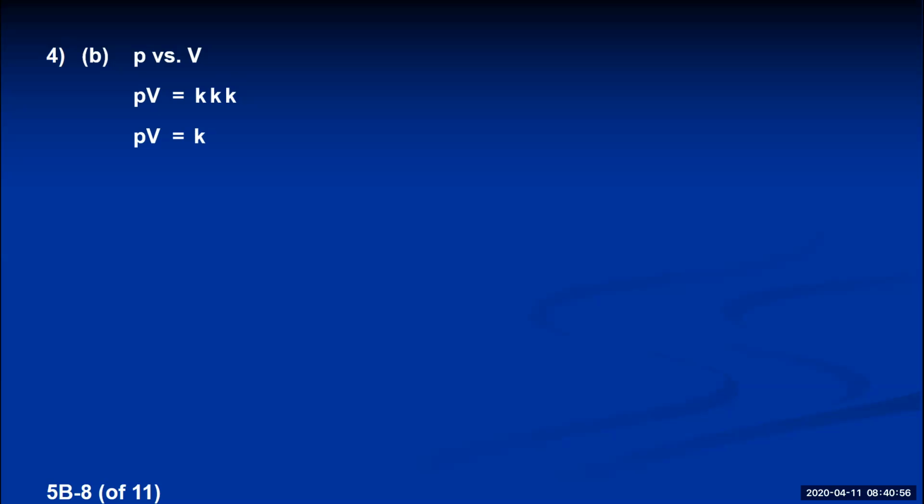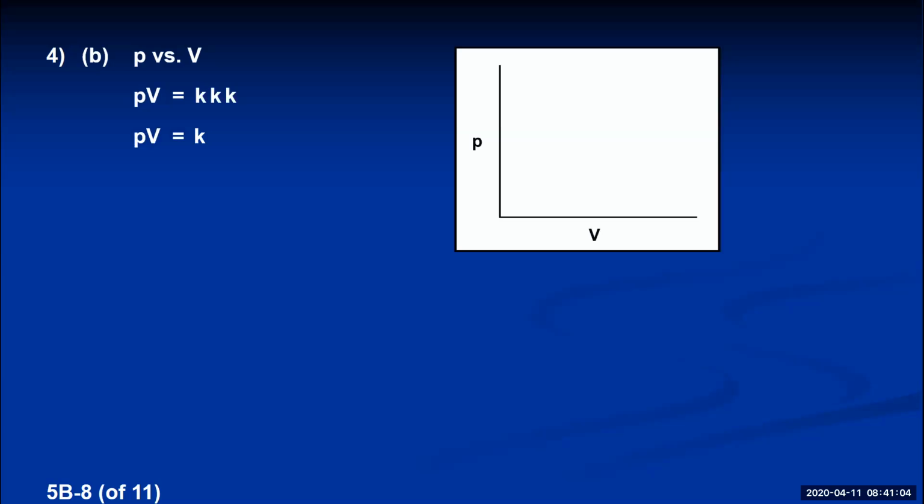If the two variables you're graphing are on the same side of the equal sign multiplied by each other, they must be inversely related, and you need to know what an inverse relationship looks like. It graphs as a hyperbola, and so this graph should have looked like this.